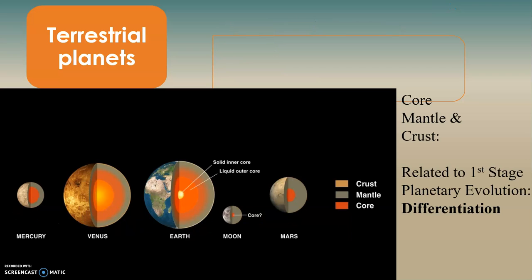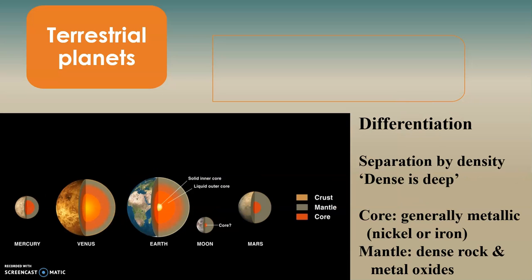Generally, the core is metallic, and that's related to the first stage of planetary evolution, which we'll get into a little bit more. But that first stage is called differentiation, and it's differentiating by density. The crust on the outside is the lightest density material, and the core is the densest material, like dense is deep. That core for each of these planets is generally nickel or iron.